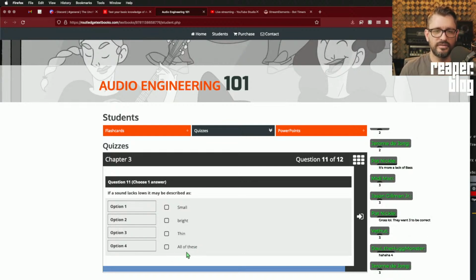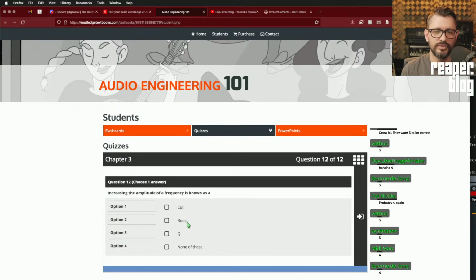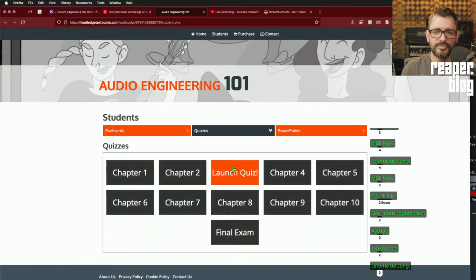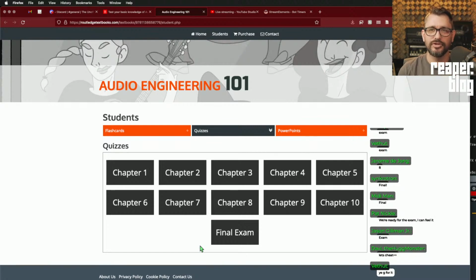Yeah, so this chapter seems to be all about EQ and describing sounds. All of the above. Increasing the amplitude of a frequency is known as cut, boost, Q, or none of the above. Boost. 12 out of 12. Okay. That was chapter 3. That was all EQ. Should we jump ahead to do the next one? Go right to the final exam. Final. Ready for the exam. I don't know if the exam is timed. We're already cheating. It's a committee answering it.